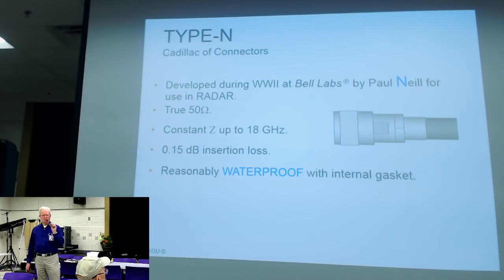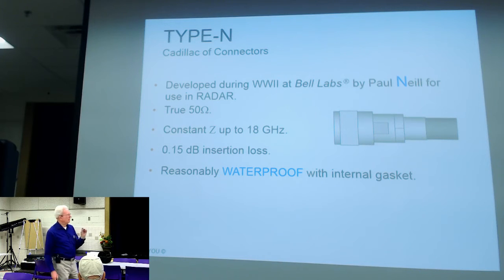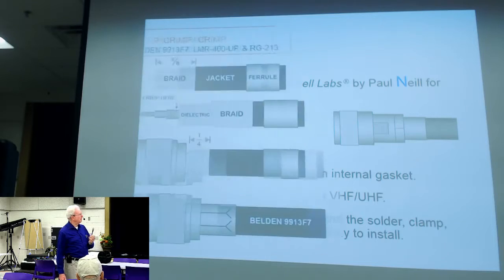A lot of guys I know don't even wrap it because they say, oh, there's a gasket inside. I don't wrap mine. I do. I wrap mine. But it is our good choice for HF or for VHF, UHF. You're talking anywhere from $8 to $12 for this, though. Okay? And what I'm going to pass around is a crimp.